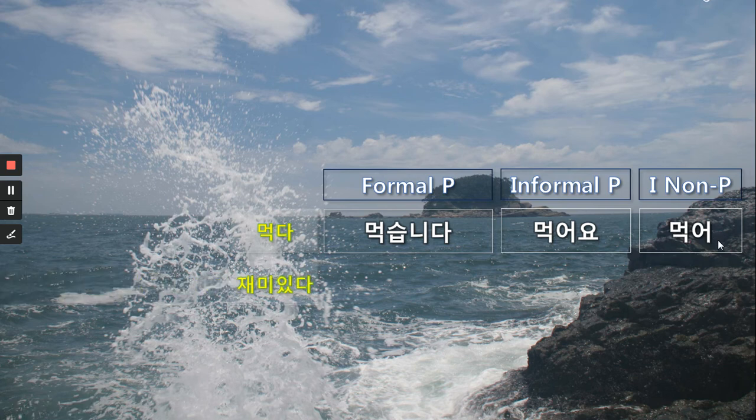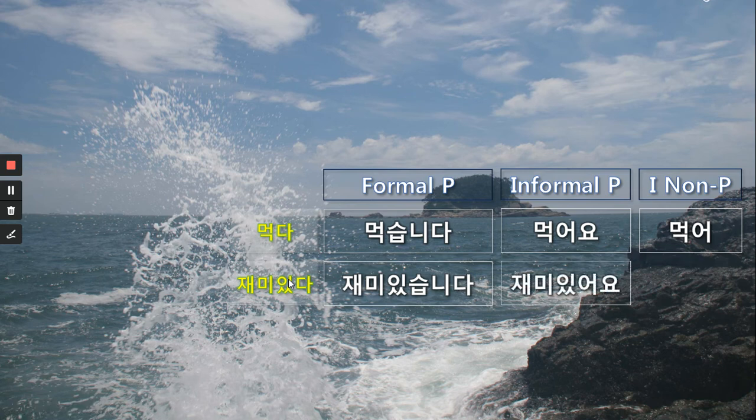재미있다. 재미있다 means interesting. What is the root form? 재미있 is the root form. Okay, so 재미있 has 받침. So what do we need? 습니다. So 재미있습니다. Informal polite. We have three forms, 아요, 어요, 해요. 재미있 is a dark vowel. So what do we need? 어요. 재미있어요. How about informal non-polite?